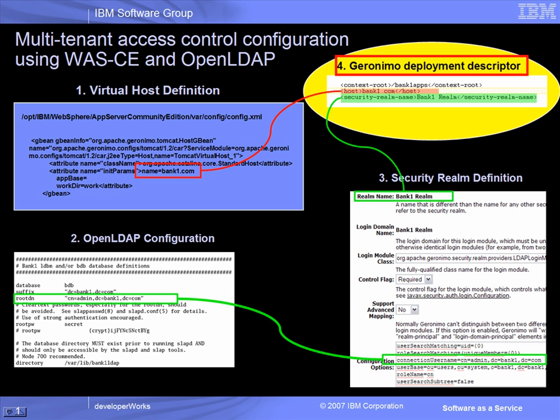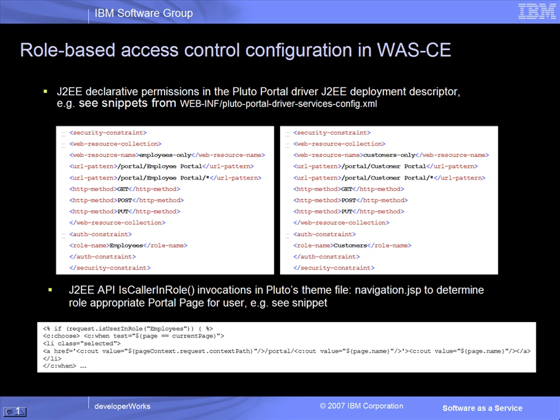The relationship between the configuration parameters is shown in the red and green lines in the chart. We specify J2EE standard role-based permissions in the Pluto Portal Driver deployment descriptor. In our example here on the left, we can see that the URLs that begin with portal/employee portal can be accessed only by the employee role. At runtime, we use the J2EE API method isUserInRole to show role-specific navigation tabs. For example, we only show the Customer Portal tab to users in the customer role.